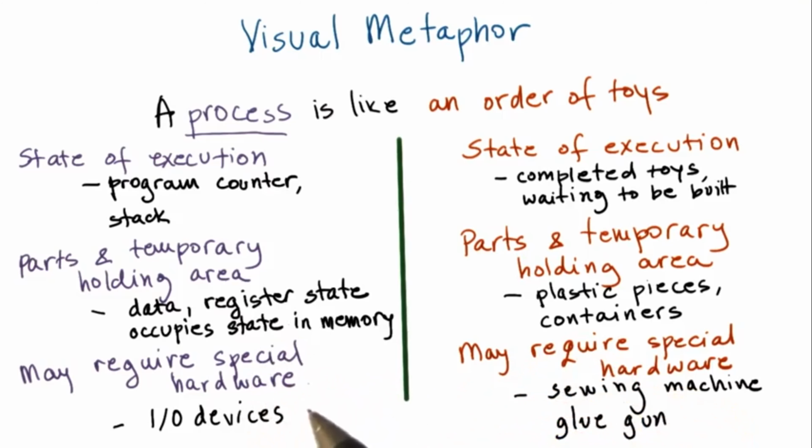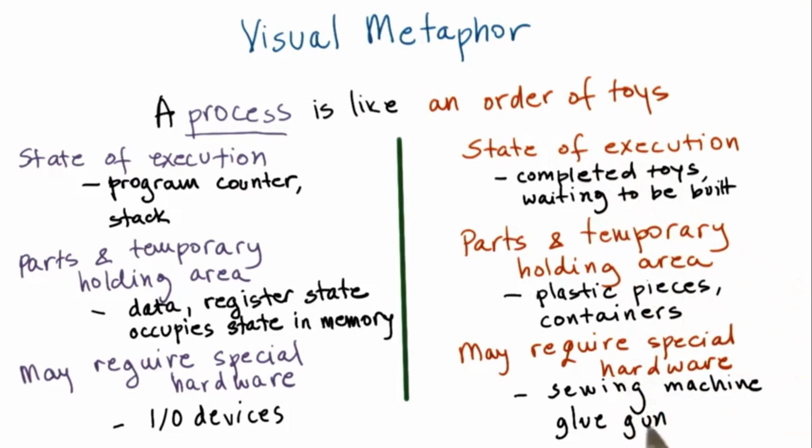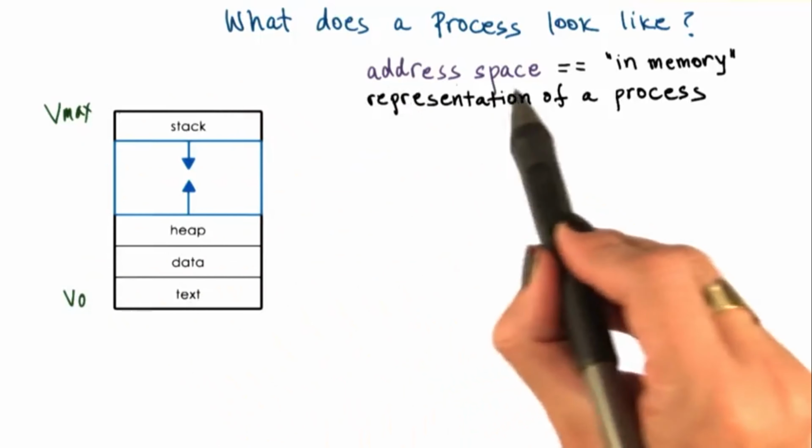The operating system has to manage these devices and control which of the processes that are perhaps executing concurrently at the same time gets access to which hardware components. This is similar to what would happen in a toy shop, where the toy shop manager has to control how the special hardware like the sewing machine or the glue gun is used, and which particular order of toys will get to be assigned the usage of these more designated hardware components. As a whole, we refer to this process representation as an address space.